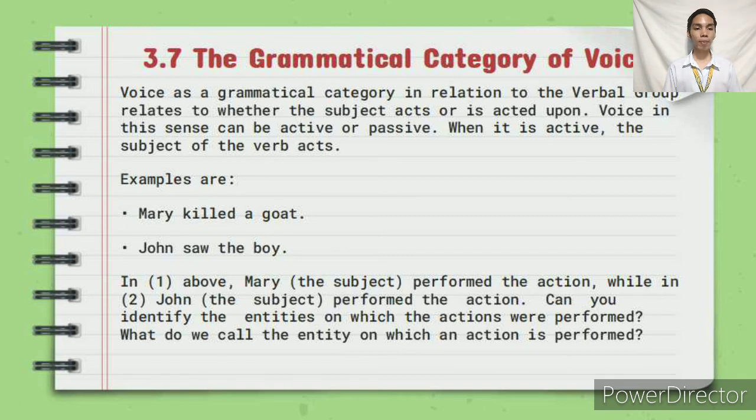So we also have the grammatical category of voice. That's Unit 3.7. Voice as a grammatical category in relation to the verbal group relates to whether the subject acts or is acted upon. Voice in this sense can be active or passive. When it is active, the subject of the verb acts. For example, Mary killed a goat. In this example, Mary is the subject and it acts upon our object, the goat.